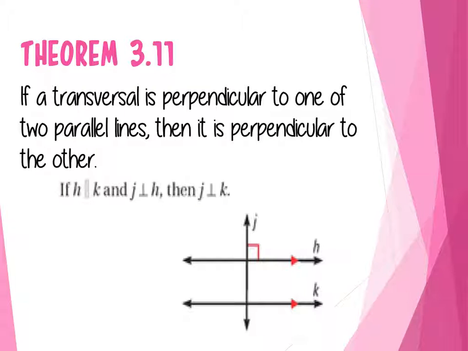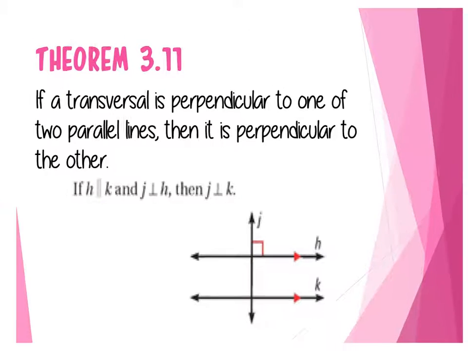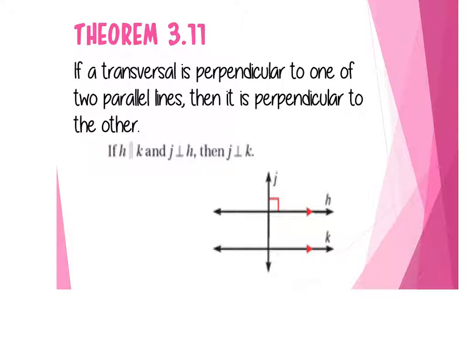Next theorem. If a transversal is perpendicular to one of two parallel lines, then it is perpendicular to the other. So here is our transversal. It is line J. And if it is perpendicular to one of the lines, and they've got the little right angle here, then it's perpendicular to the other line.